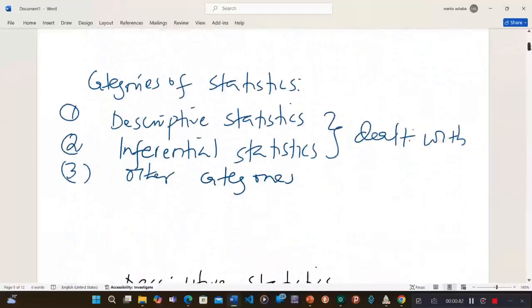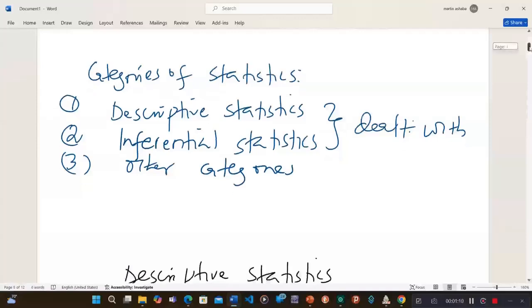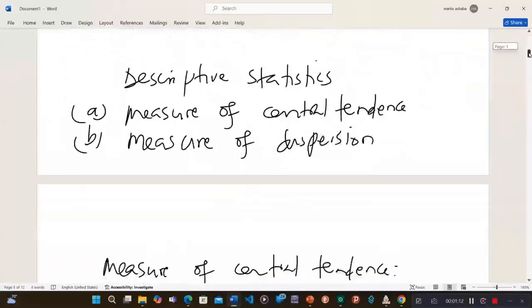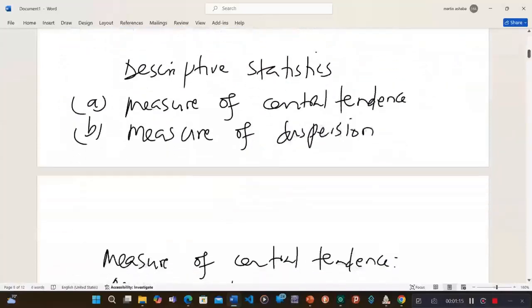So categories of statistics that we talked about involve descriptive statistics, inferential statistics, and other categories. But these two shall be dealt with in our discussion. During this discussion, more details will be given on descriptive statistics, and inferential statistics will be next after this lecture. So descriptive statistics include measure of central tendency and measure of dispersion.